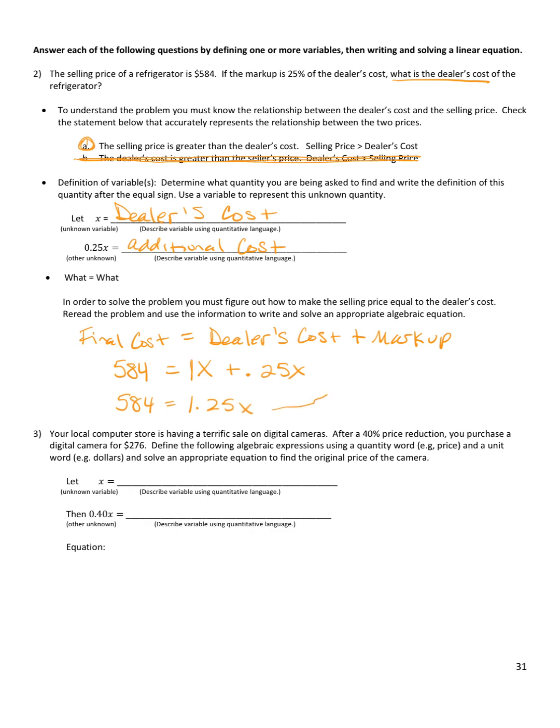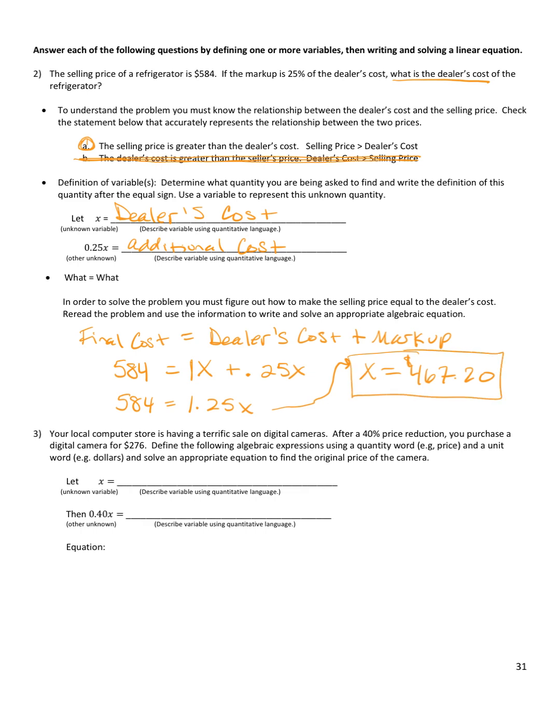And then if I divide both sides by 1.25, I get x equals 584 divided by 1.25, which is $467.20. That is the dealer's cost.